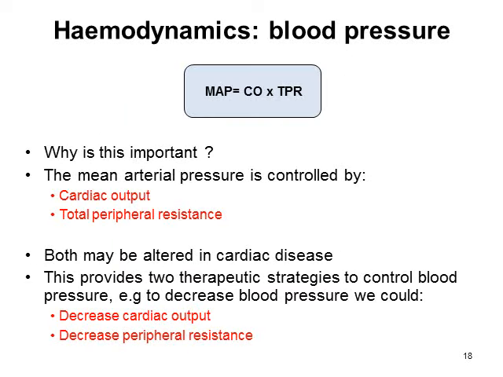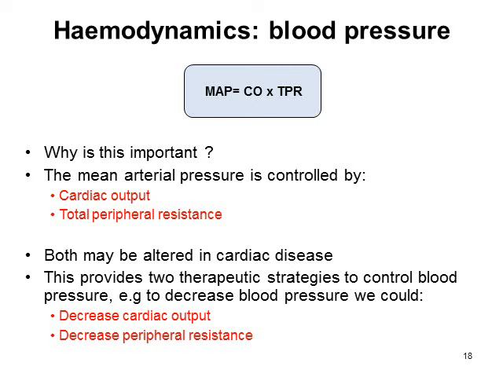So why is this important? The reason the mean arterial pressure is important to know is because it's controlled by the cardiac output and total peripheral resistance, both of which may be altered in cardiac disease. So you may have a situation where you have a dramatic increase in peripheral resistance due to some kind of occlusion in the blood vessel. This allows us to have two therapeutic strategies to control the blood pressure.